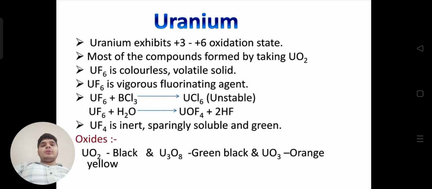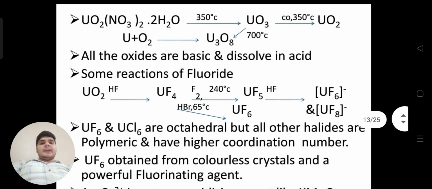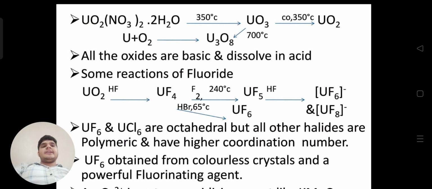Oxides. UO2 is black in color whereas U3O8 is green-black and UO3 is orange-yellow, as we have already studied earlier. Now let's see some other reactions. UO2(NO3)2.2H2O reacts at very high temperature to form uranium trioxide, and then reacts at 350 degrees Celsius with carbon monoxide to reduce to uranium dioxide. Uranium trioxide at very high temperature, that is 700 degrees Celsius, will form triuranium octoxide. All the oxides are basic and dissolve in acids.